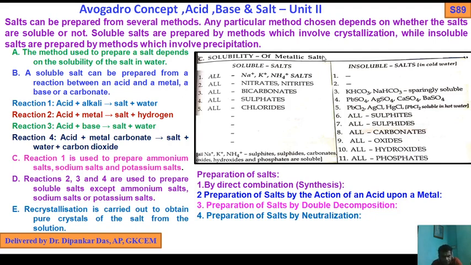Now the solubility. Soluble salt, insoluble salt. All sodium, potassium and ammonium salts are soluble. All nitrates, nitrites, bicarbonates, sulfates and chlorides of Na+, K+ and NH4+ are soluble salts. All sodium and potassium sulfides, carbonates, oxides, hydroxides and phosphates are soluble. Okay, insoluble salt, that is, in cold water.